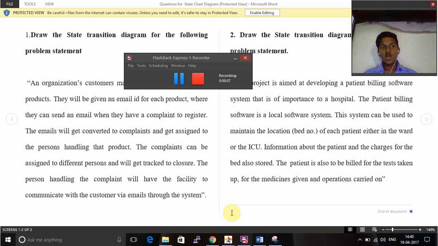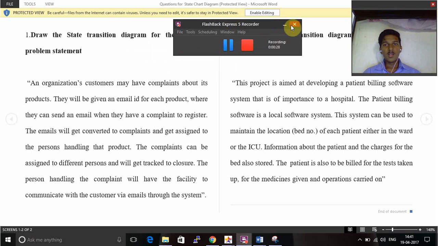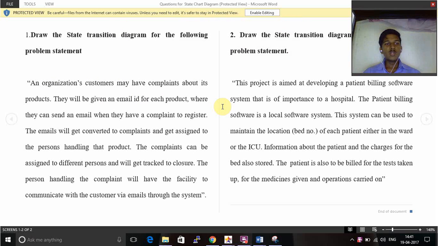State chart diagram documents the various modes that a class goes through and the events that cause a state transition. In this state transition model, the transition is for a single class. Here in the state transition diagram, they have given two questions: the first one is for customers' complaints about the products, and the second one is for the patient billing software in a hospital.